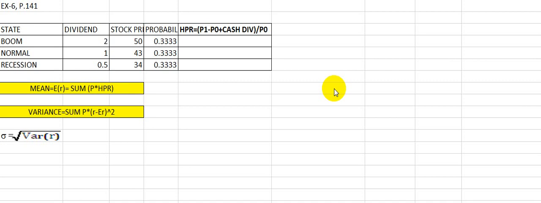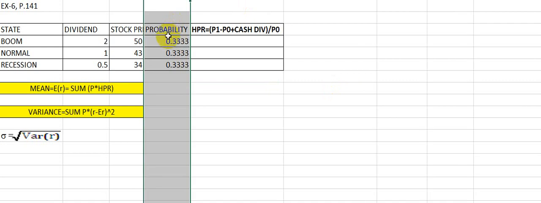When they said that all three scenarios are equally likely, this means that the probability of occurrence for each state of the economy is equal, which means 1/3, 1/3, 1/3, or 33.33%, or 0.3333, and so on. This is one. Two, we were asked to calculate the expected return, which is the mean for the holding period return, and the standard deviation. So we need first to calculate the values before calculating the standard deviation.